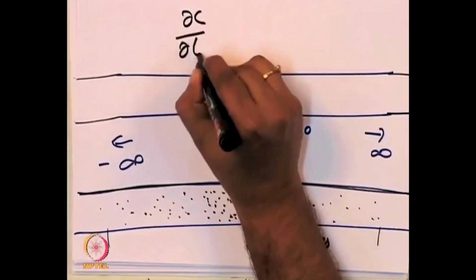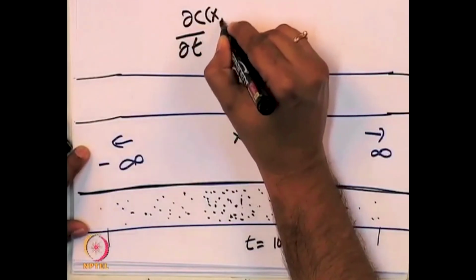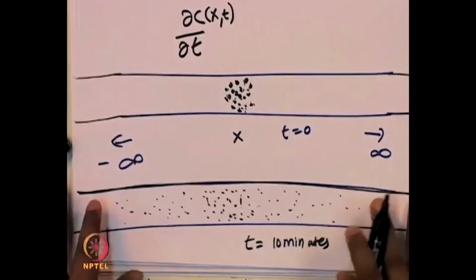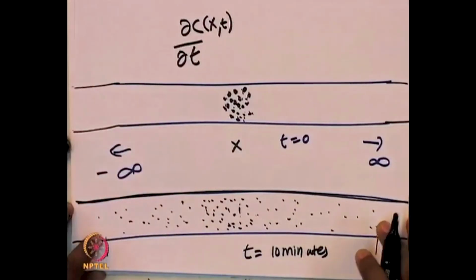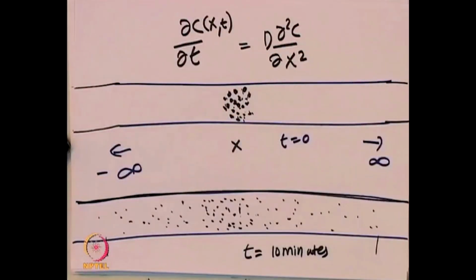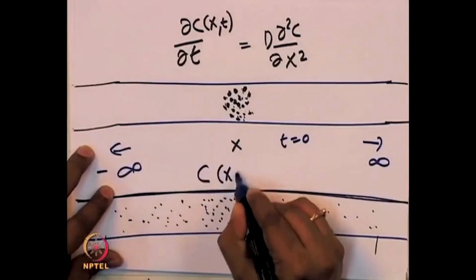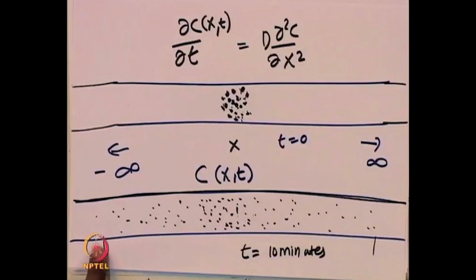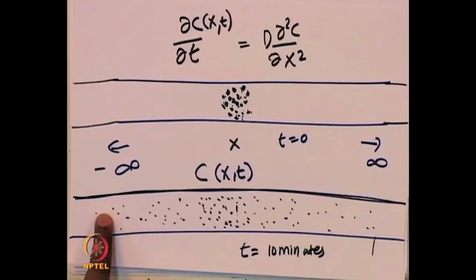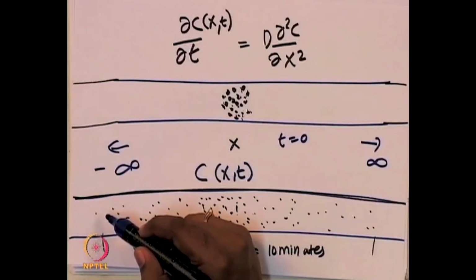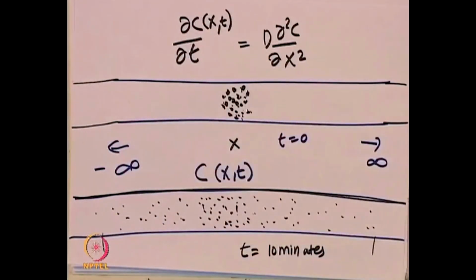So del C by del t: how does the concentration at any point x change with time t? If you look at the concentration here, it was 0 at t equals 0. After 10 minutes it became non-zero. How does this concentration change? That is what the diffusion equation tells you. If you solve this diffusion equation, what you get is essentially C as a function of x and t. How does the concentration change with space and time? If you ask what will be the concentration at this position after 10 minutes, after 20 minutes, after 30 minutes, after 40 minutes, we can ask these questions, and by solving the diffusion equation, we can get answers to them.